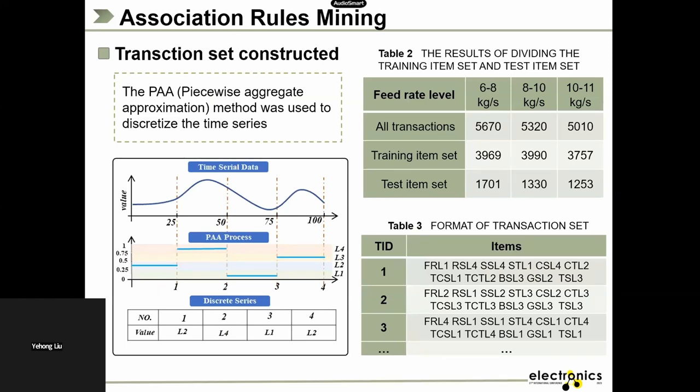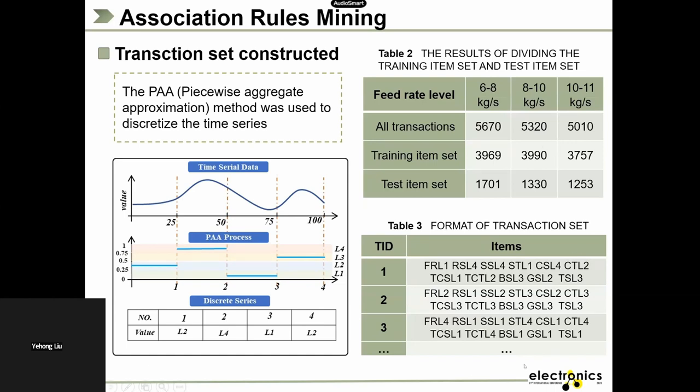Following the pre-processing steps to handle outliers and missing values in the collected data, we utilize the PAA method to discretize the time series. This transformation was carried out to convert the acquired time series data into transaction sets, facilitating the execution of association rule mining algorithms. After discretizing, the obtained discrete values are then normalized and classified into 4 levels based on the magnitude of the values from small to large, recorded as L1, L2, L3, and L4. After the PAA conversion, the final content format of the obtained transaction set is shown in this table.